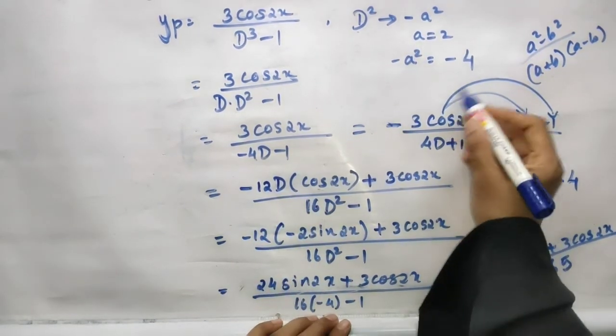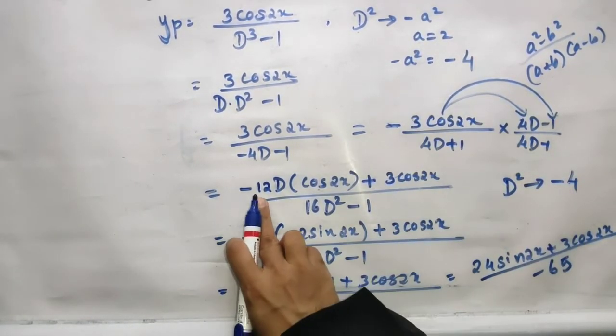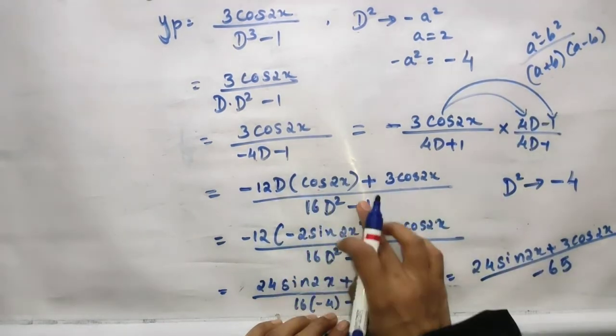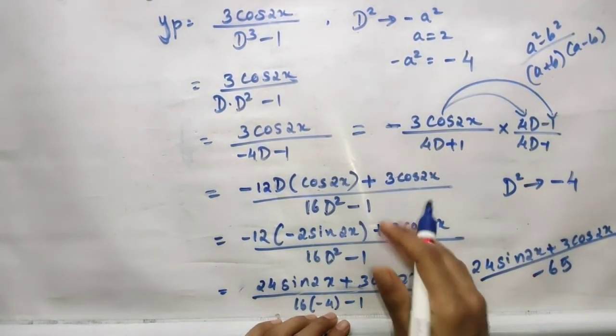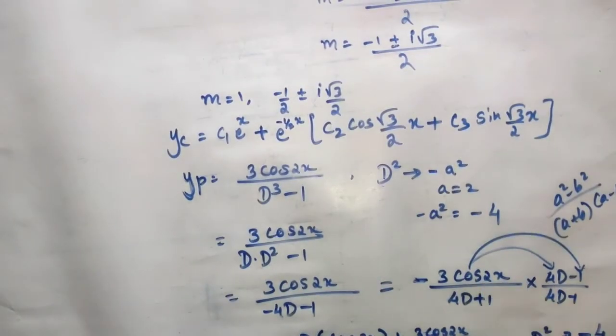Now when we multiply it, it is minus 3 into plus 4, minus 12, derivative of cos 2x, plus 3 times cos 2x divided by all this stuff. I hope this is clear to all of you. Now let us write the final answer.